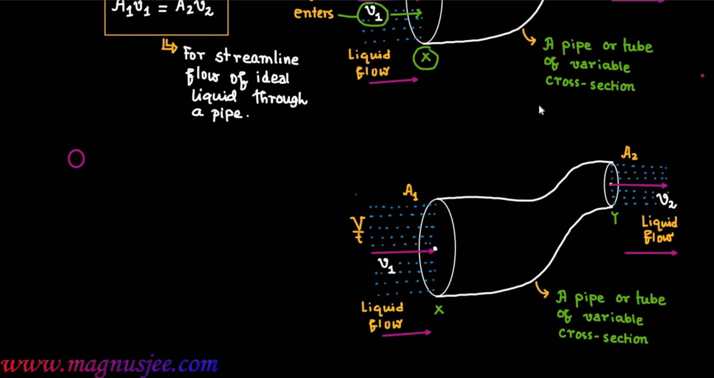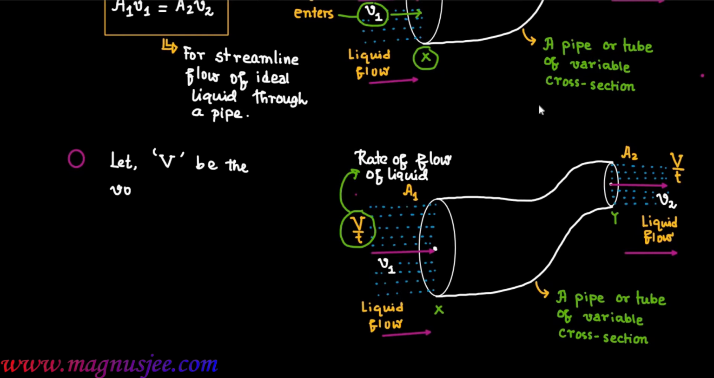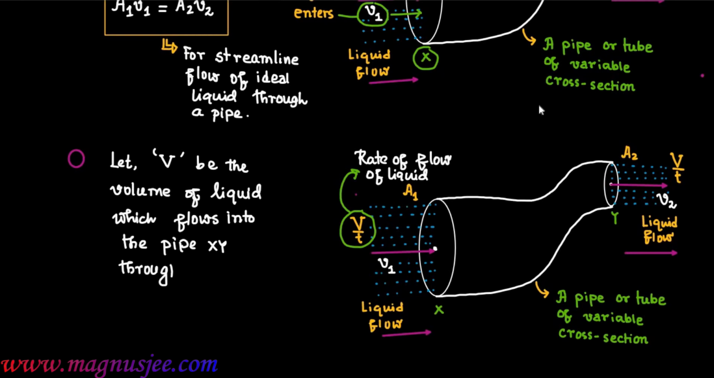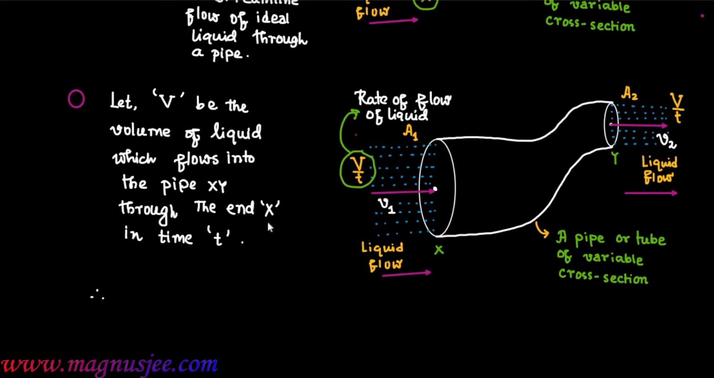Additional information: V by T is the rate of flow of liquid with which it enters into the pipe at the end X, and V by T is the rate of flow of liquid with which it enters into the pipe at the end Y. Again, let V be the volume of liquid which flows into the pipe XY through the end X in time T.